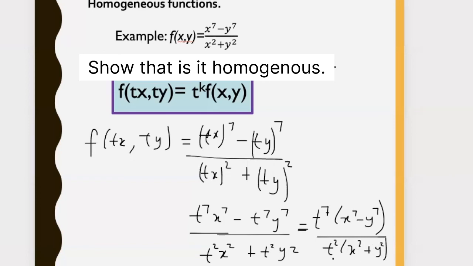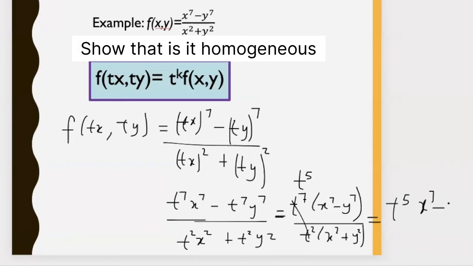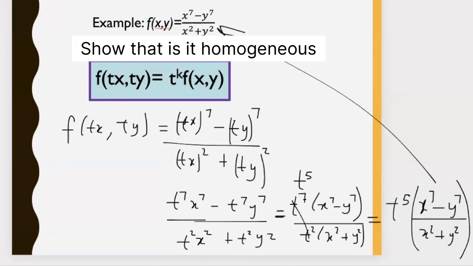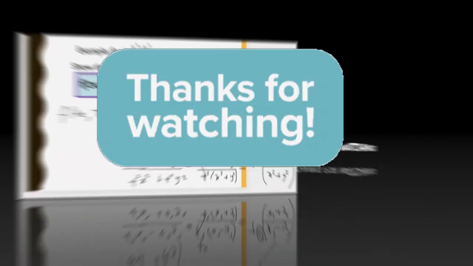Now I can reduce this to give me t to the 5th. So by right, what I have here is t to the 5th and then x to the 7 minus y to the 7 all over x squared plus y squared. So I'm able to see that this is indeed homogeneous because this is the original function f of xy, and my order or degree is 5.